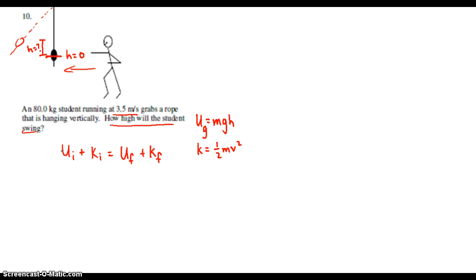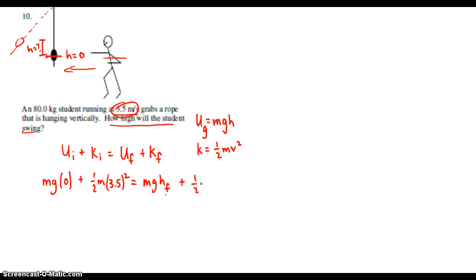So let's ask ourselves, does it have potential energy before he swings up? Well, if we're saying this is the 0 and he starts at the ground level, no, mg, its initial height is going to be 0. How about kinetic energy? Is he moving? Yeah, he's moving initially at 3.5 meters per second. Final potential energy? Yeah, it swings up to some height at its highest point. So, mg, we're going to try to find what that final height is.